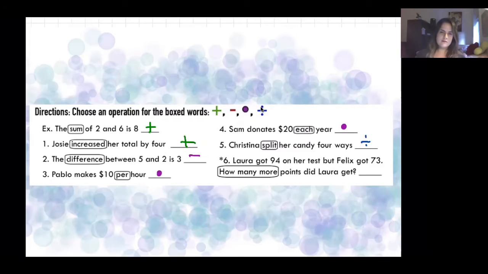Number 6, a little tricky. Laura got 94 on her test, but Felix got 73. How many more points did Laura get? What does how many more mean? Well, that's going to involve subtraction. When I ask how many more between 94 and 73, I don't want to count on my fingers all the way up from 73 and add. I want to subtract 94 minus 73 to get my answer.